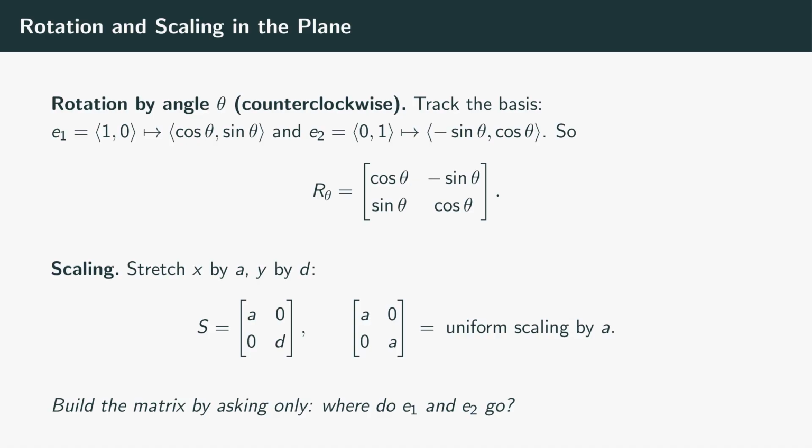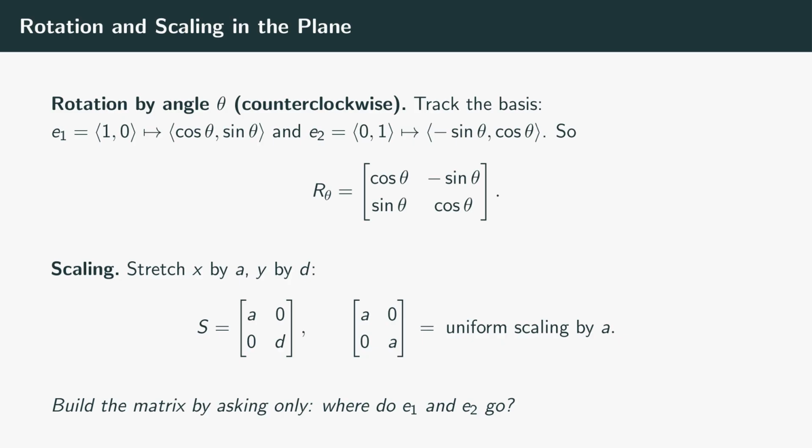Let's put the theorem to work and build some matrices by hand. Start with rotation. We want to rotate the whole plane counterclockwise by an angle theta. By the big theorem, all we need is where the two basis arrows land. The first basis vector, (1, 0), points along the positive x-axis. Rotate it by theta and it lands at (cosine theta, sine theta).